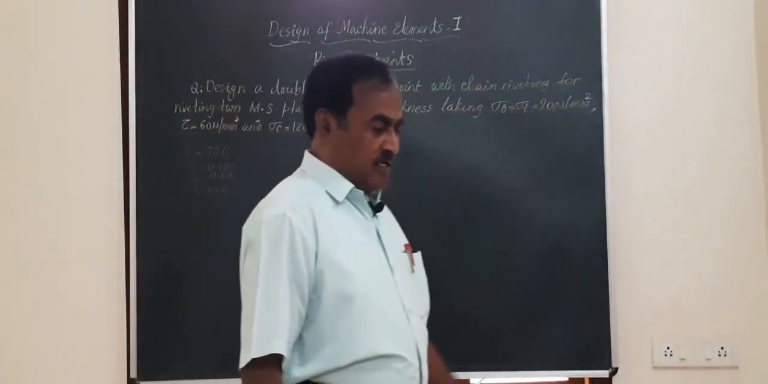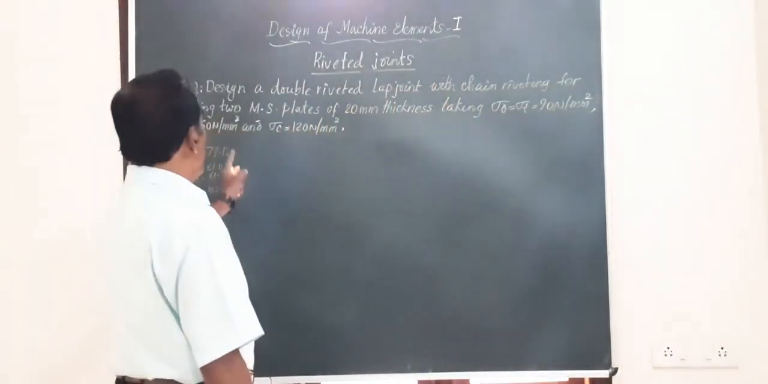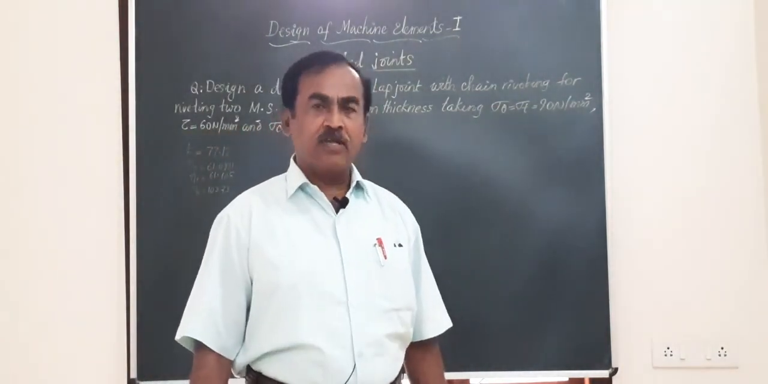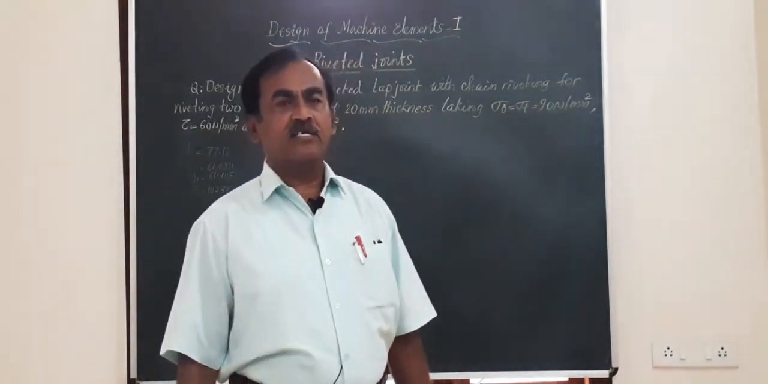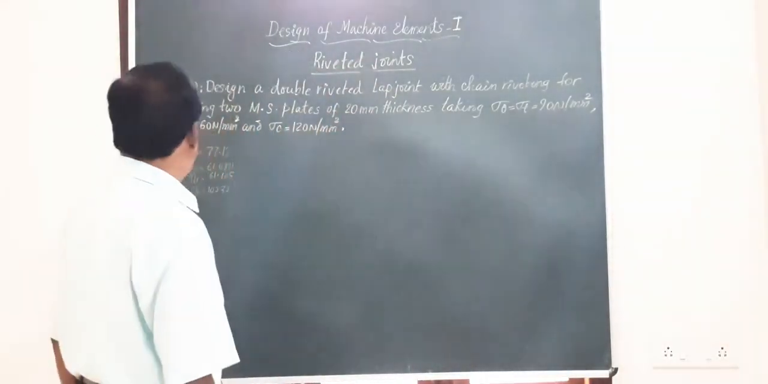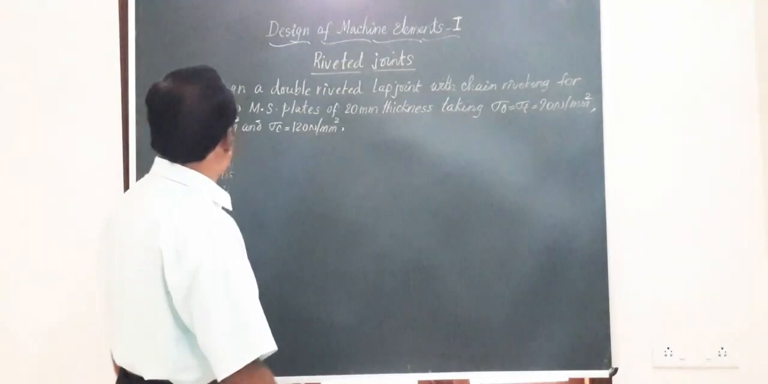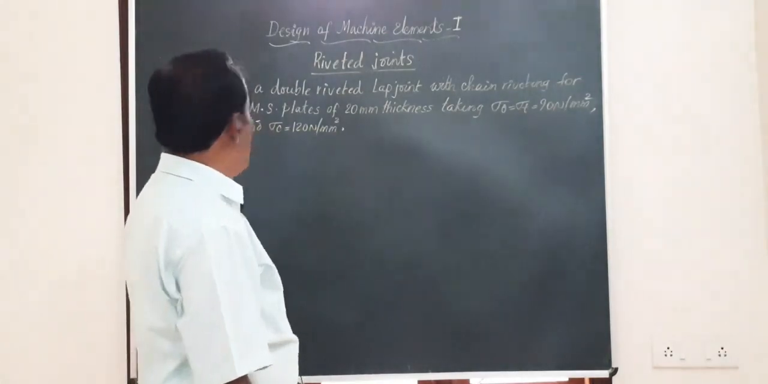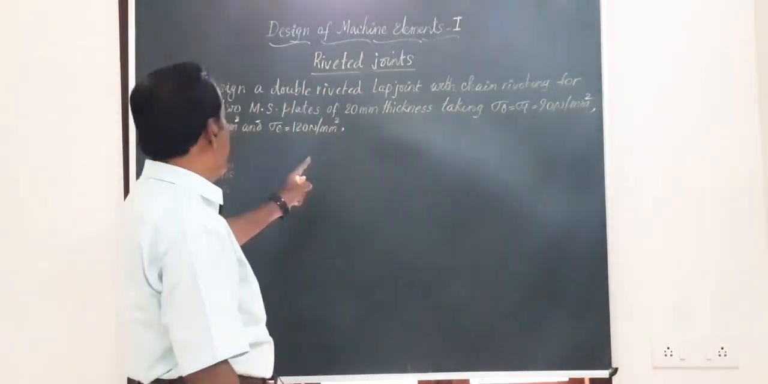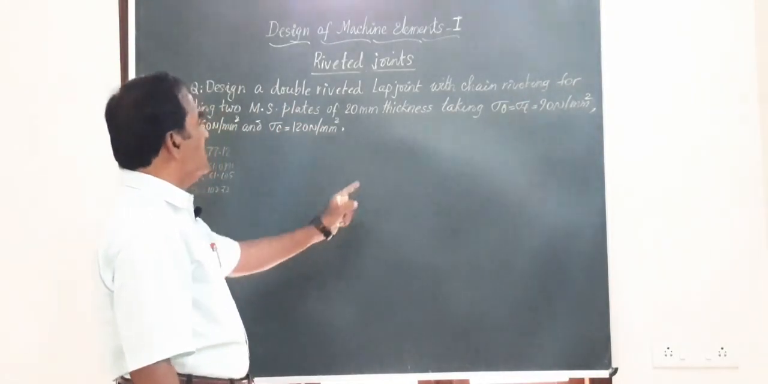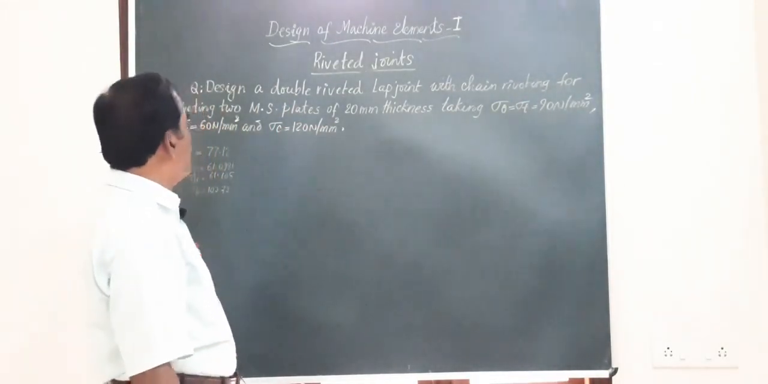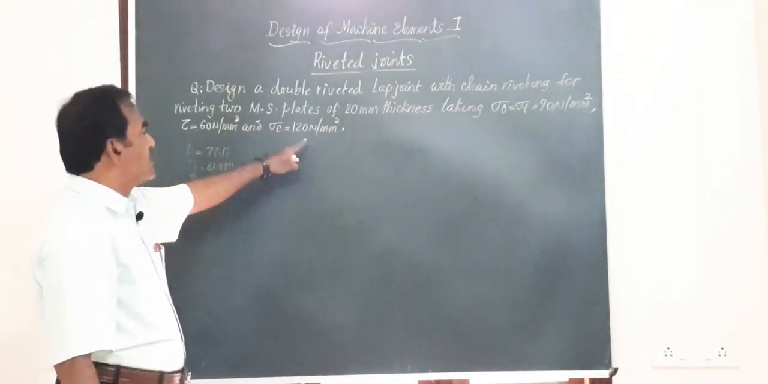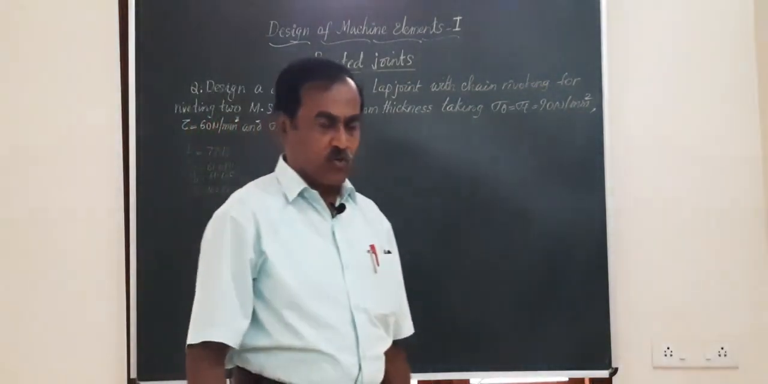Friends, in today's session, as I told you before, we have a problem on the design of a lap joint, which is double riveted, and the arrangement of rivets is by chain riveting. The question runs like this: design a double riveted lap joint with chain riveting for riveting two mild steel plates of 20 mm thickness, taking the tensile stress equal to 90 Newton per mm square, the shear stress as 60 Newton per mm square, and the compressive stress as 120 Newton per mm square.